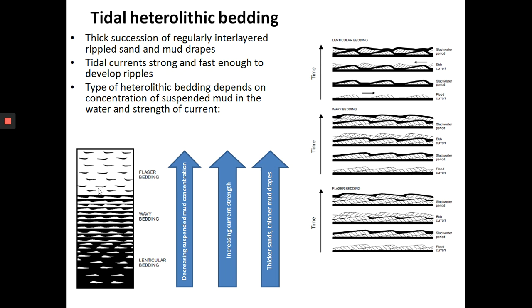Right? Now, why do you get different types of heterolithic bedding? It depends on the concentration of suspended mud in the water and also the strength of the current. Okay. So if you have a coastal system and there is a lot of mud in suspension, and during slack water periods, all this mud in suspension will fall down to form thick layers of mud in between the sand, right? So you will tend to get lenticular bedding.